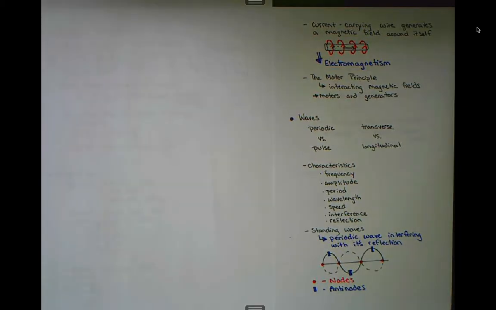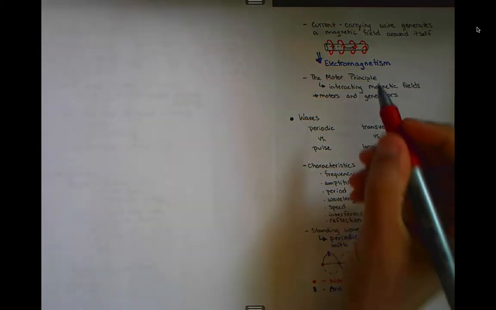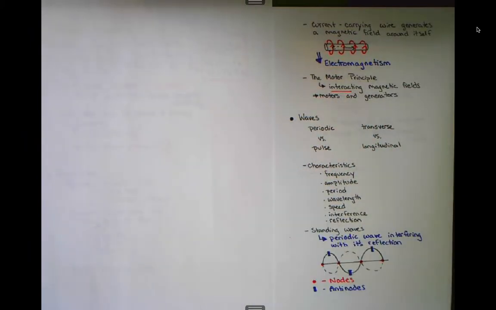And that leads us into the motor principle, right? So when you place a current carrying wire in an external magnetic field, you get this motor principle, where you have these interacting magnetic fields, right? Motors and generators operate that way. Right? So there was more in magnetism that we looked at, but that's really all that you need to be aware of. Right? And then waves.